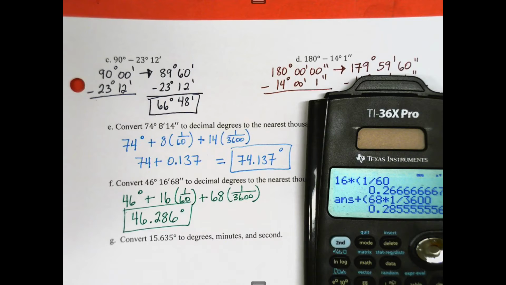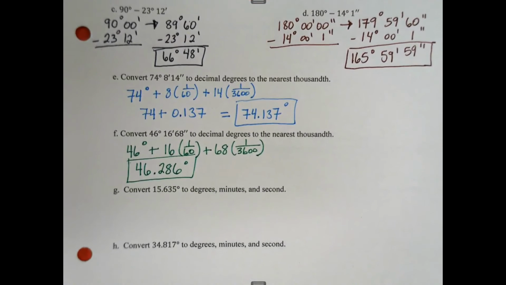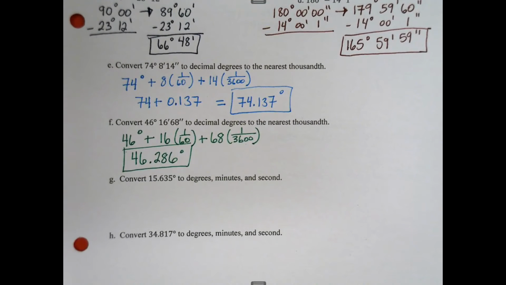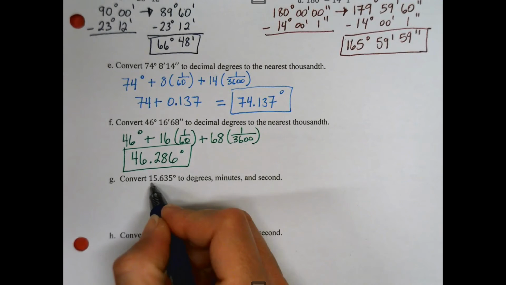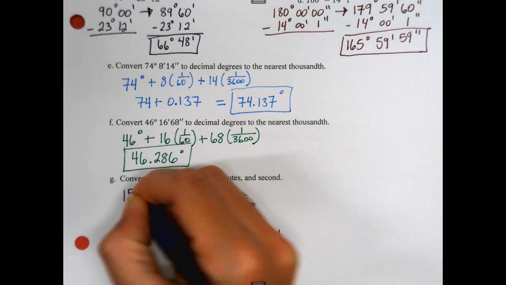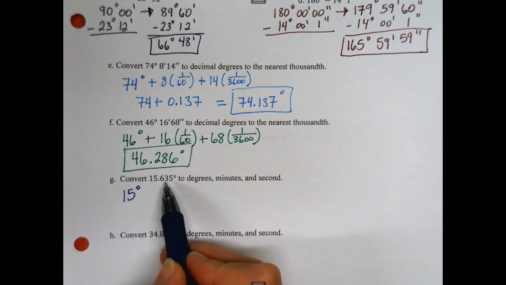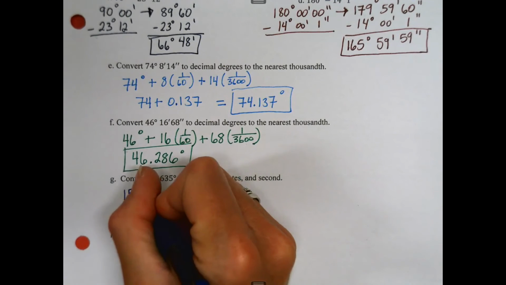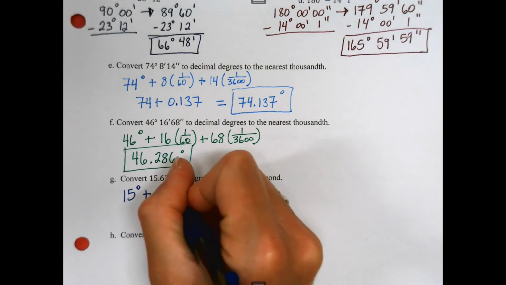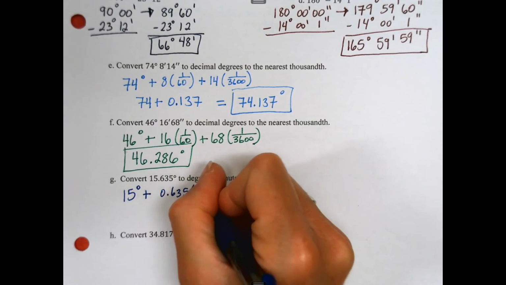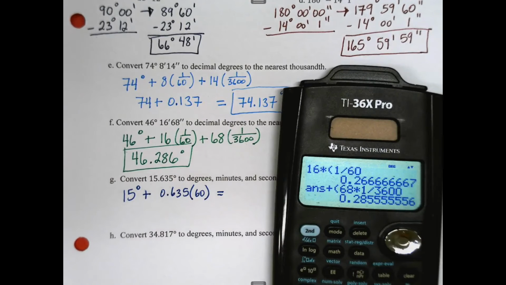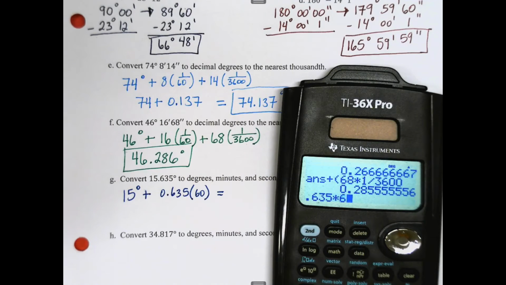If we're going in the opposite direction, if we want to convert 15.635 degrees to degrees, minutes, and seconds, the first thing we do is we take our degrees. So this first part is going to be 15 degrees. And then we have to figure out what proportion of 60 this 0.635 is. So we're going to add that to 0.635 times 60.